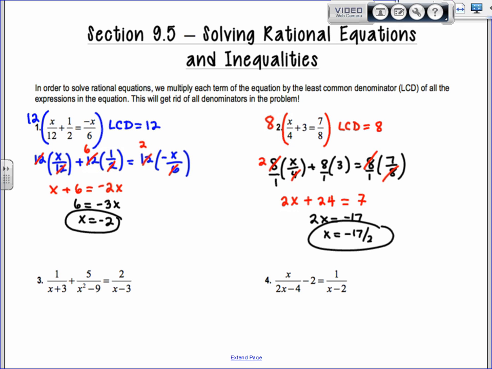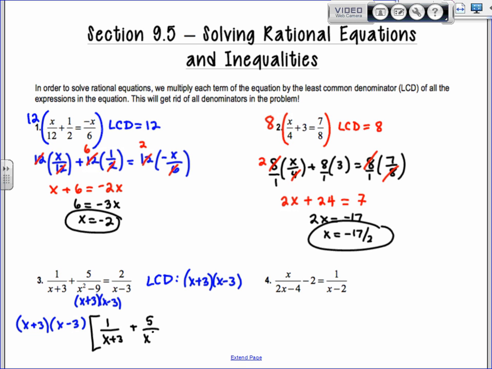If I have x plus 3 and I have x squared minus 9, well, x squared minus 9 factors into x plus 3 and x minus 3. So if I want to talk about my least common denominator, I would need the x plus 3, but I would also need an x minus 3. So I'm going to take x plus 3 and x minus 3, and I'm going to multiply it into my entire fraction. That is x plus 3 and x minus 3.